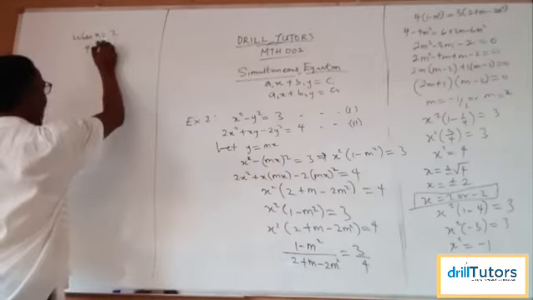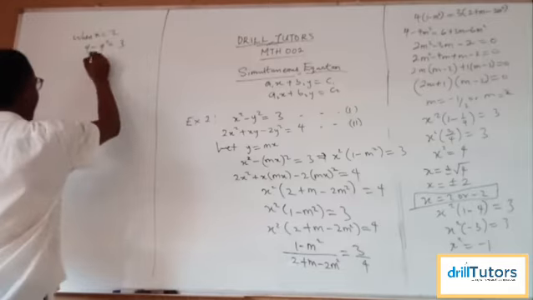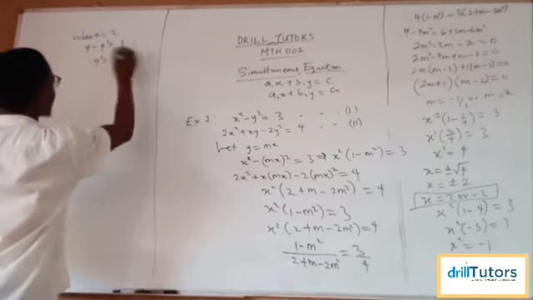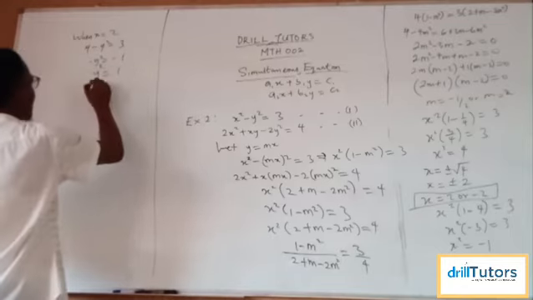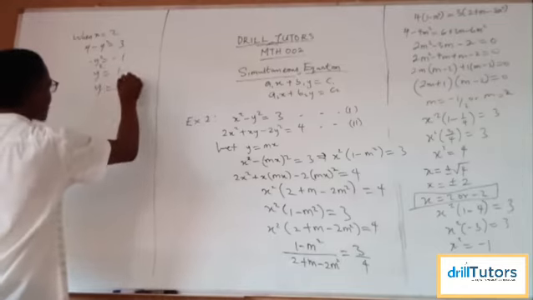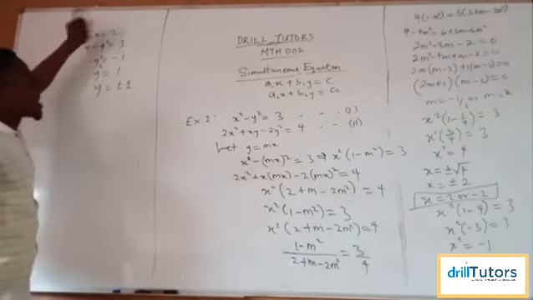4 minus y squared to be equal to 3. And that is minus y squared will be equal to minus 1. I'm sorry, y squared is equal to 1, and y is equal to plus or minus 1. That is when x is equal to 2.